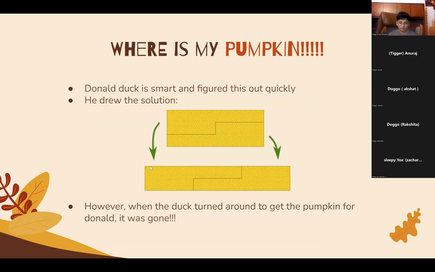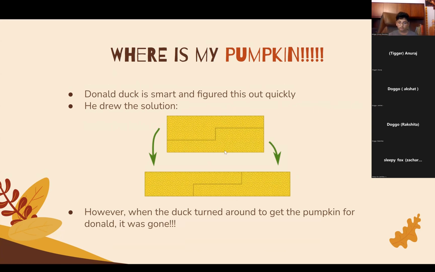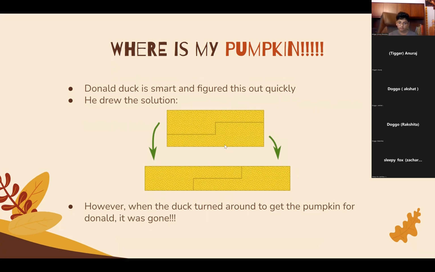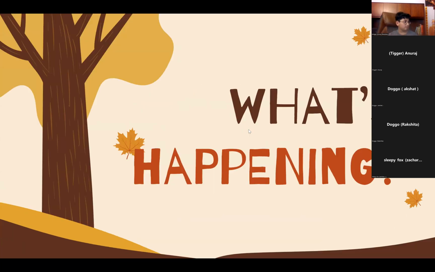And Donald Duck's like, no way. So this time it wasn't even the other duck's fault because the other duck was reaching for the pumpkin, but it disappeared. So kind of sad. So no one has their pumpkin. So we've got to ask, what is happening? What do you guys think is happening? Put in your guess.